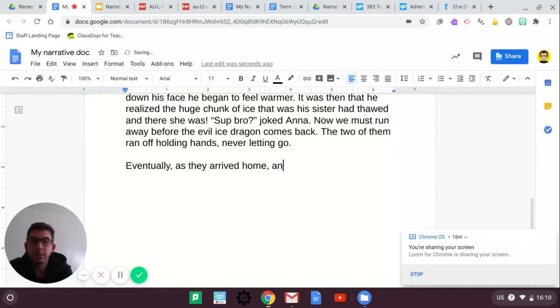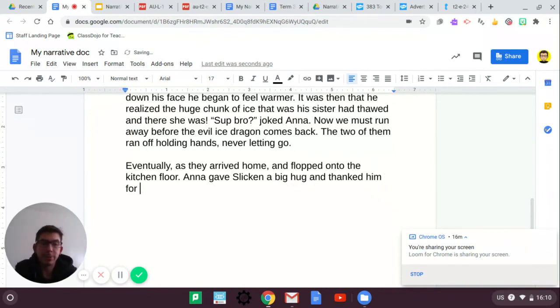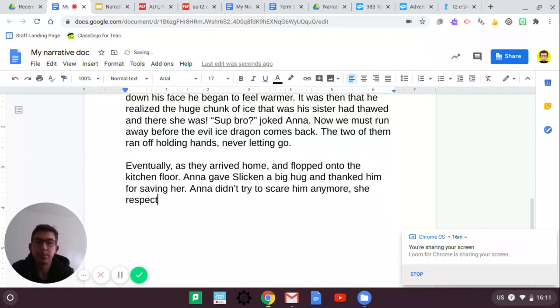and flopped onto the kitchen floor, Anna gave Slicken a big hug and thanked him for saving her. Anna didn't try to scare him anymore. She respected him and the way he was.